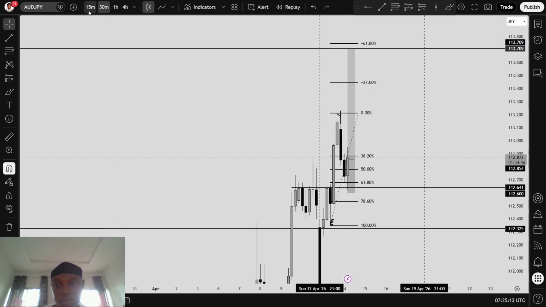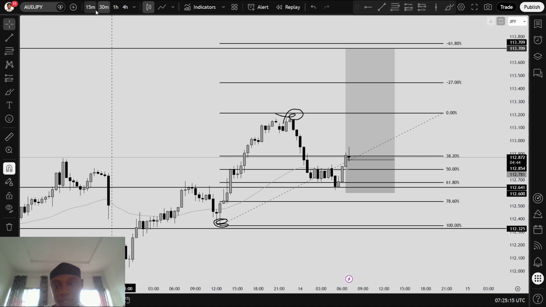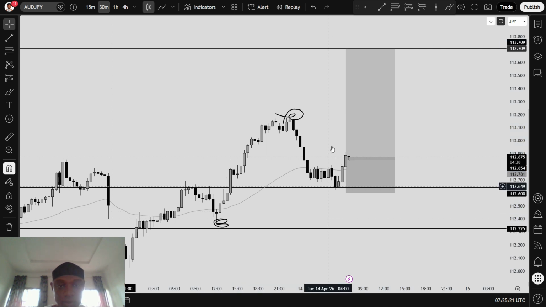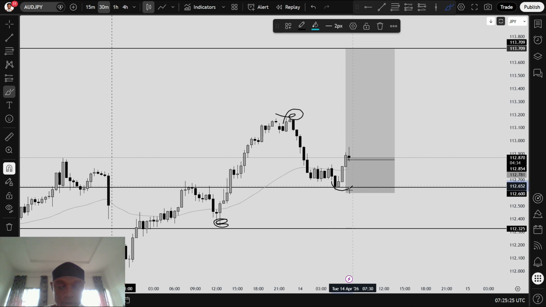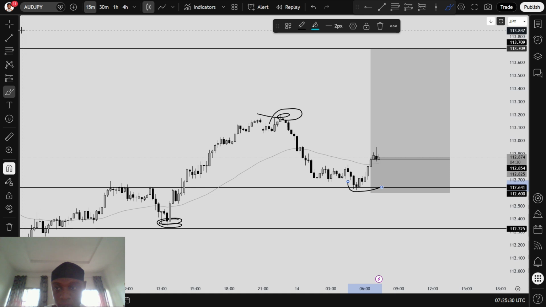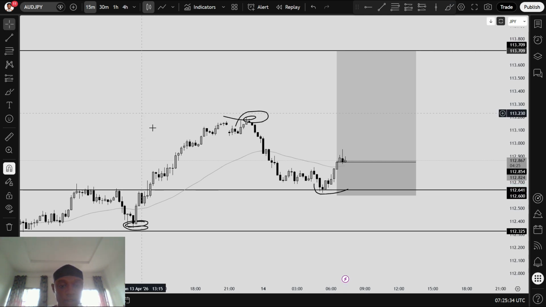My stop loss was set at the recent low, that is this low over here below this point. So if price takes out my stop loss, that means the whole trade is basically invalidated. You understand? So I think that's all for this setup.